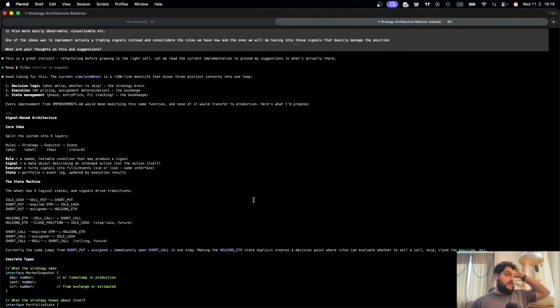And then the next one is if we are short call, then if we're expired out of the money, of course we are holding ETH, so we can still keep selling the other calls. If we are assigned, then we sell our ETH and we are idle cash again. And if we will add rolling for the future, then we will have a roll signal that will roll it to the short call again.